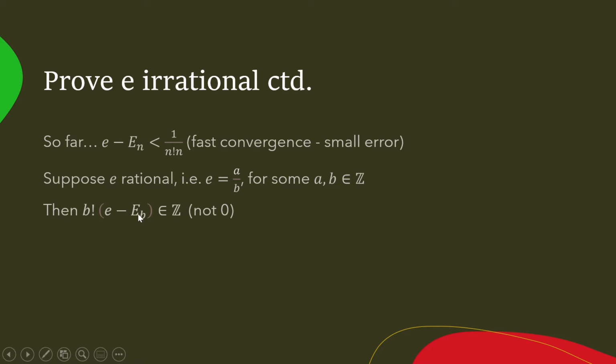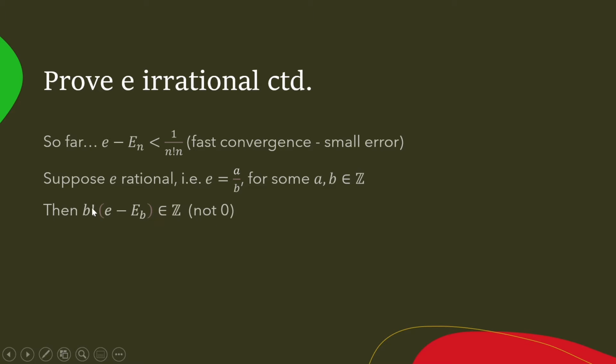And it'll be similar for e sub b, because e sub b is the sum of 1 plus 1 over 1 factorial plus 1 over 2 factorial plus 1 over 3 factorial, etc., all the way up to 1 over b factorial. And this b factorial is going to clear out all of those denominators, leaving us only with numerators, all of which are integers. And so the entire product overall is an integer. That's what we're claiming here.